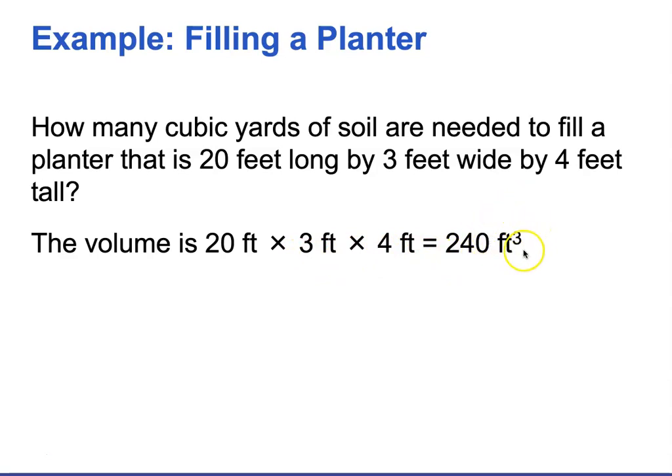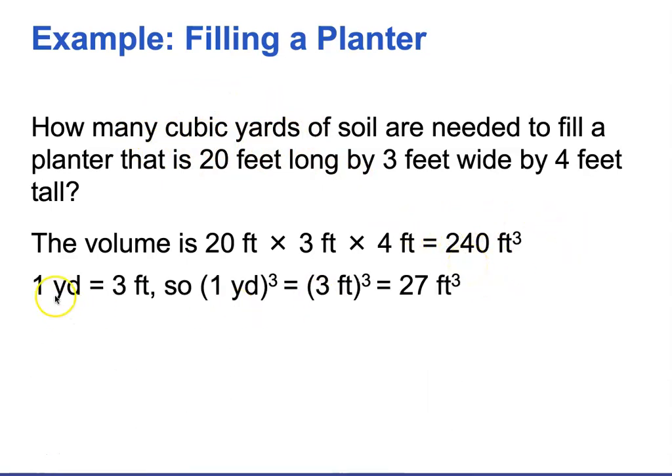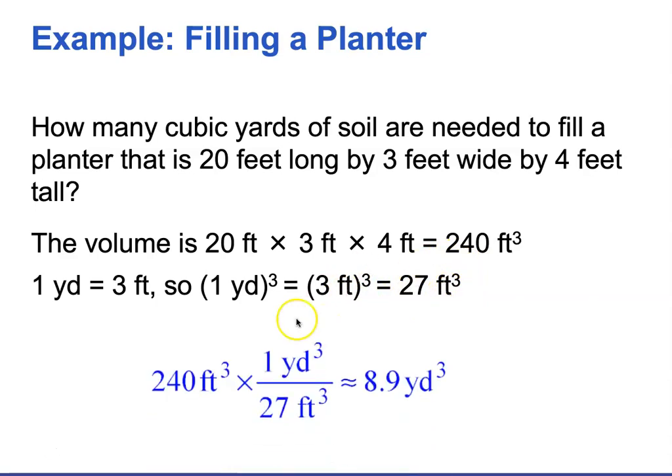But notice your answer here is given in feet because it's measured in feet, but they want cubic yards. So you're going to have to convert this to cubic yards. So remember, 1 yard equals 3 feet. So 1 cubic yard equals 3 feet cubed, which is 27 feet cubed. So if we start off with the 240 feet cubed, we multiply it by 1 yard cubed is the same as 27 feet cubed, and the feet cubed is on the bottom, so that cancels.